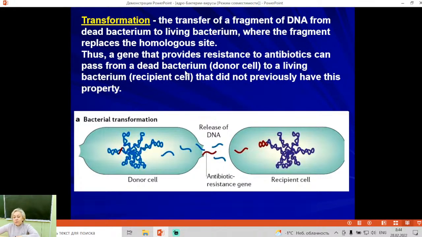Next process, transformation. Transformation is transfer of a fragment of DNA from a dead bacterium to a living bacterium, where the fragment replaces the homologous site. Thus, a gene that provides resistance to antibiotics can pass from a dead bacterium, the donor cell, to a living bacterium, the recipient cell, that did not previously have this property.